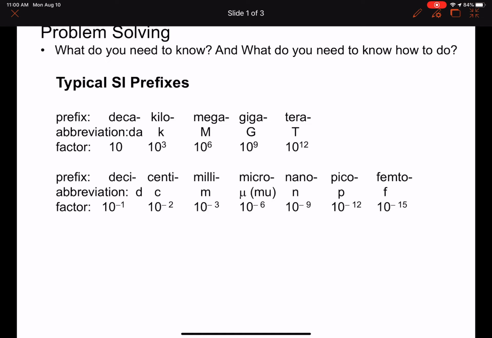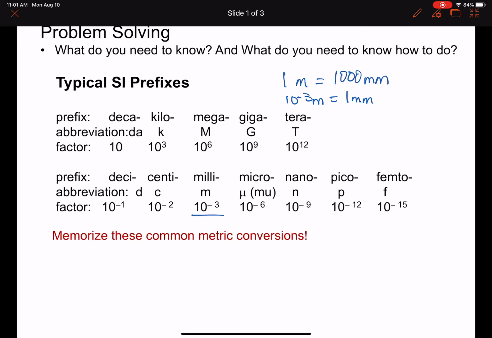So these are typical System International prefixes that you should know. Using base metric units like 1 meter, for example, you should know that there are 1,000 millimeters in 1 meter. That's how I remember it. Or you could remember there is 10 to the negative 3 meters in 1 millimeter. However you choose to remember these doesn't really matter as long as you can remember them.